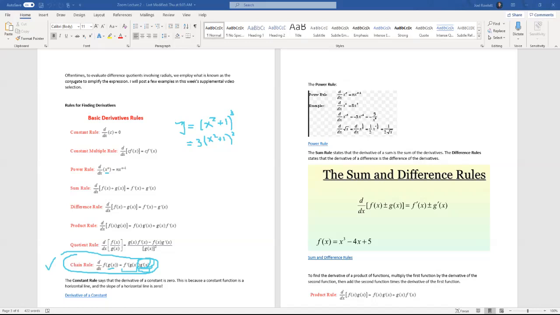Well, g prime of x is going to be the derivative of x squared plus 1. Well, the derivative of x squared plus 1, if we use the power rule, is 2x, because remember, the derivative of 1 is 0. The derivative of a constant is always 0 according to the constant rule. And I would multiply the 3 times the 2x. That would give me 6x times x squared plus 1 to the power of 2.